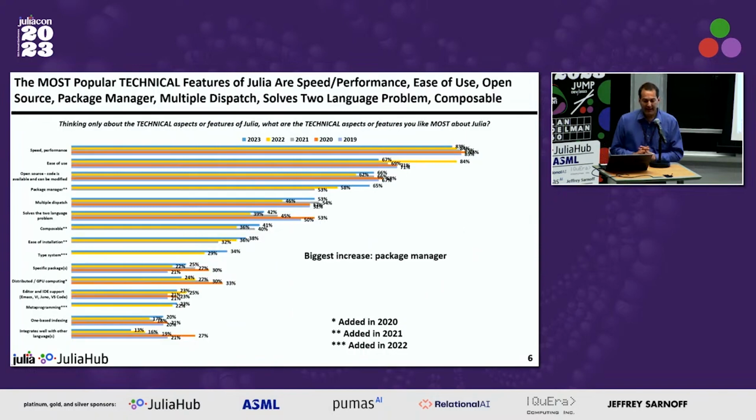We ask, thinking only about the technical aspects or features of Julia, which are the technical aspects or features you like most about Julia? Number 1 continues to be speed and performance, followed by ease of use. Open source code is available and can be modified. Package manager, multiple dispatch solves the 2-language problem, composable, etc. You can see at the bottom some of these answer choices were added later. The biggest increase this year is for package manager, and where you see a big change, that's often because of other changes in the answer choices.